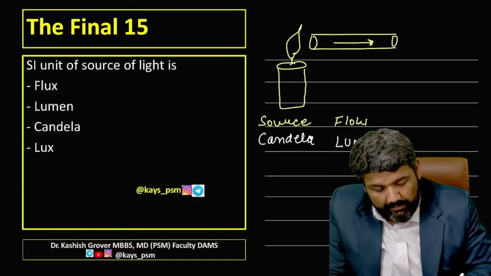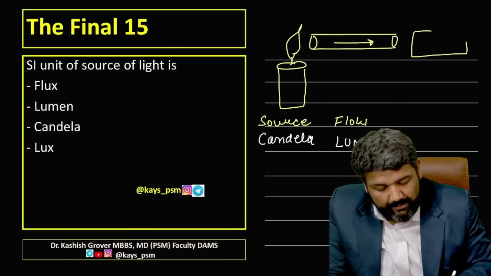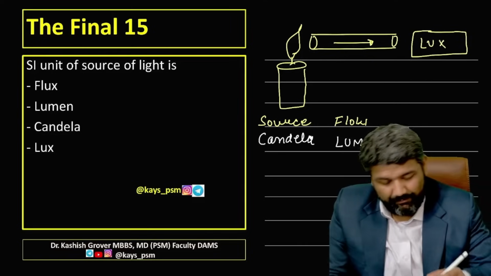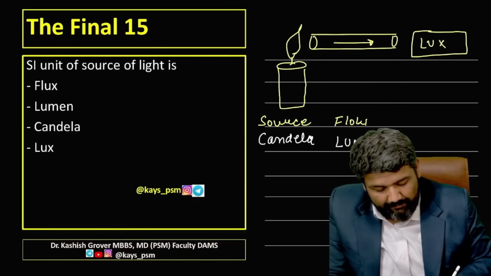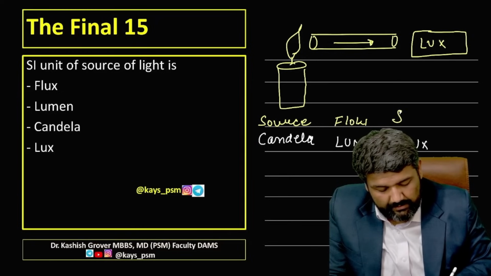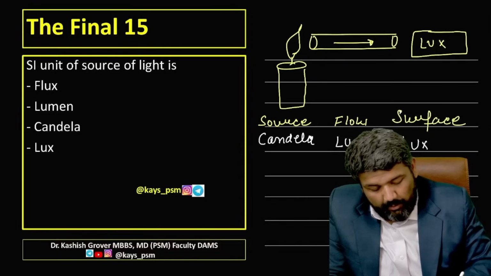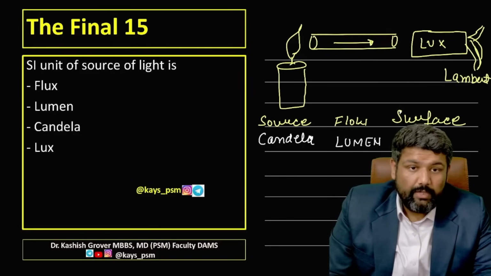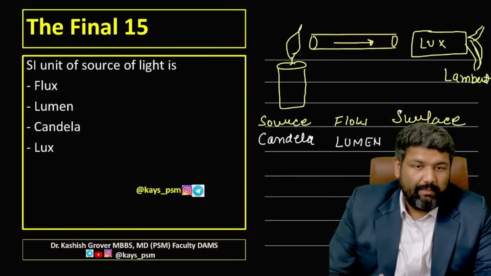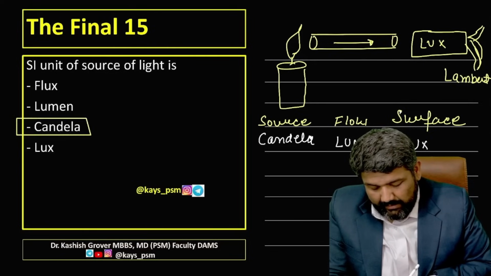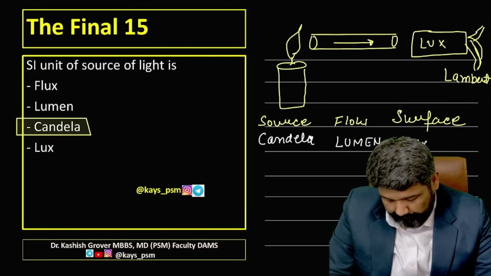Now the light falls on a surface and it glows like the soap. So light on surface is lux. And now it will be re-emitted. This is known as Lambert. Light re-emitting is Lambert. So source of light, the answer will be candela.